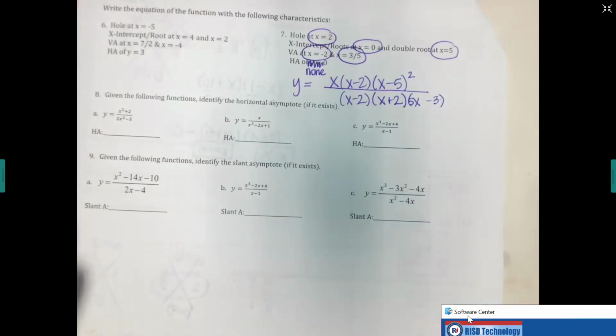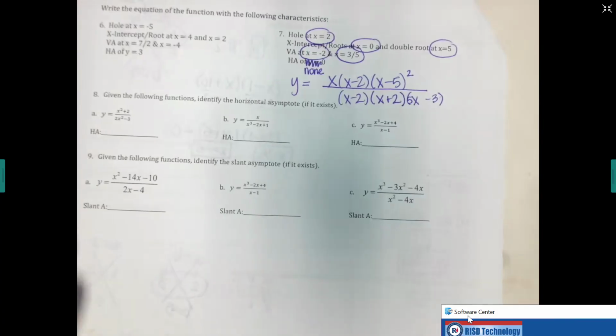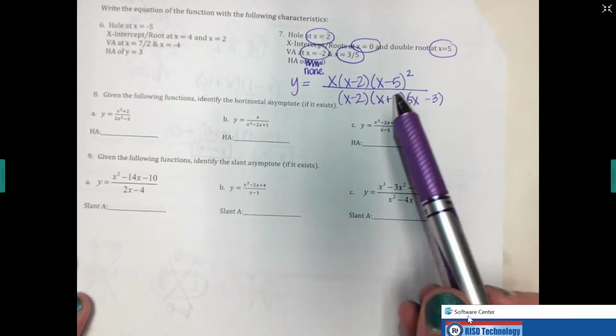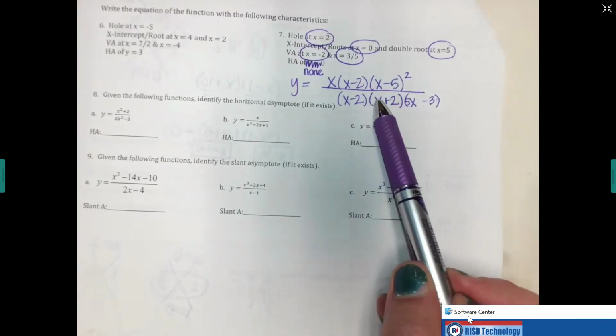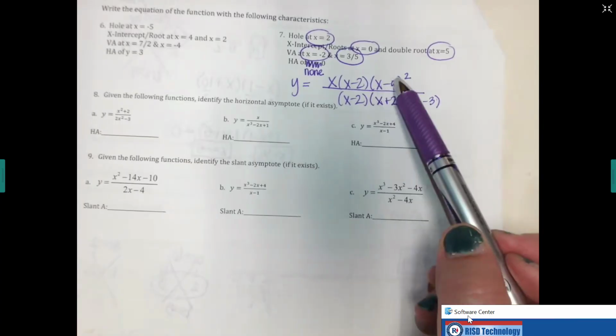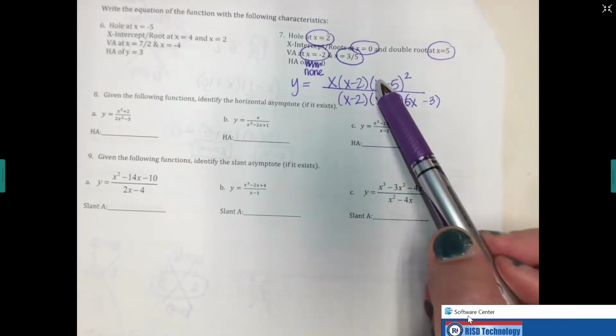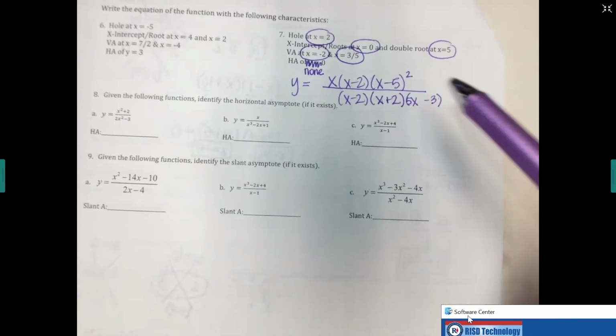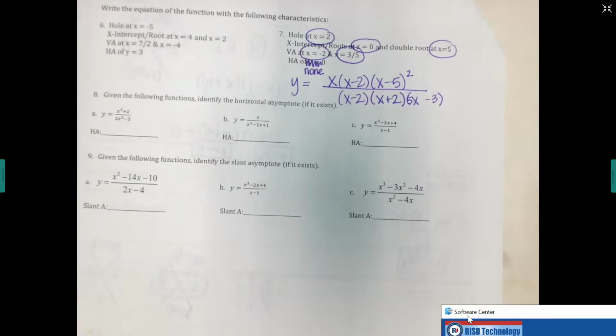Okay, now quick question. Why do I know that this isn't a Bobo? Because let's count the X's on the bottom. How many X's do I have on bottom? Only 3. But on top, I have 4, because remember, a double counts twice. So I have 1, 2, 3, 4. Then this is a Botan. Then my horizontal asymptote should be none. Okay?